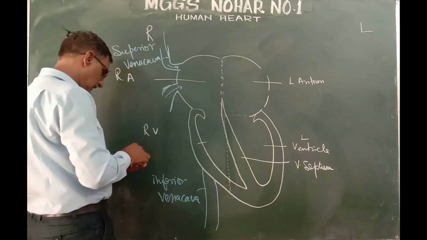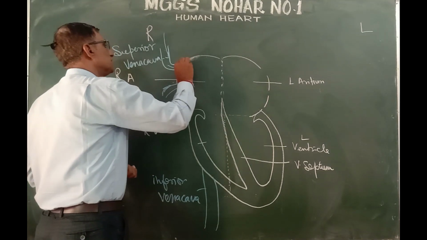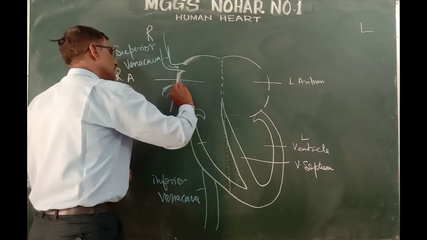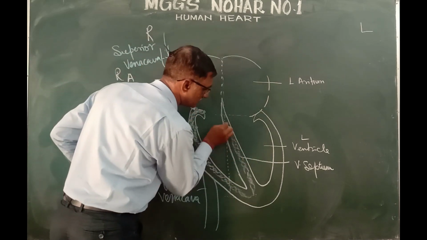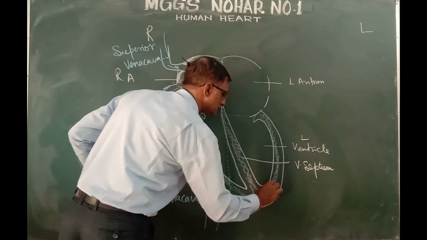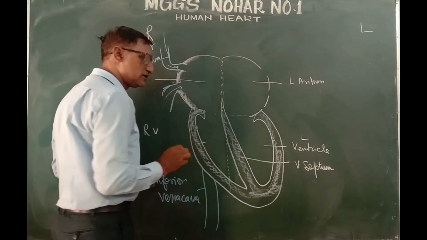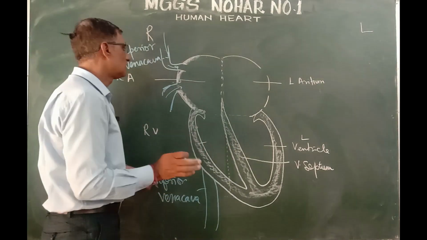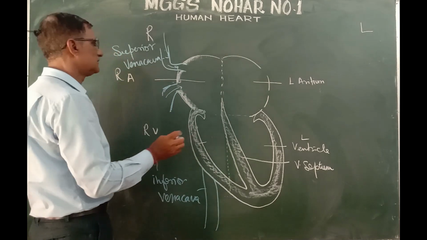Clear? Now the structure of this is also muscular. This is muscular, like the ventricle. It is a fully muscular part. Now the right side and left side are not interconnected. Now come on, how are the upper side and lower side connected?